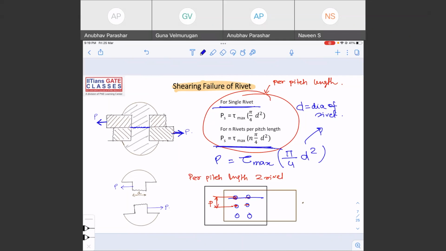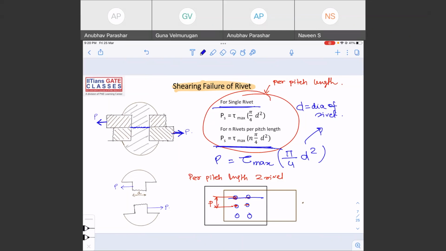Now, won't there be four pitch lengths? So this formula, whatever we are writing, we are writing per pitch length.